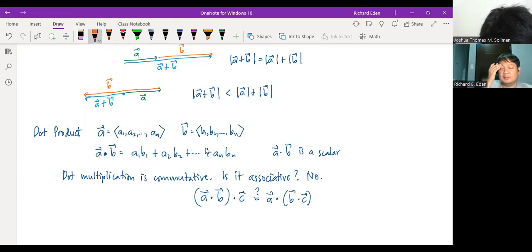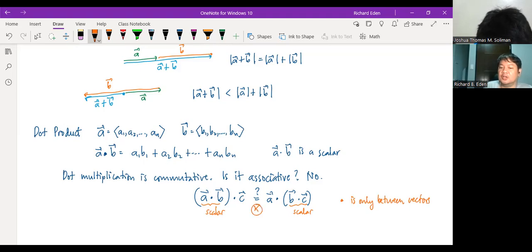Why are they not associative? Because if A and B are vectors, A dot B is a scalar, and C is a vector, they have no dot product. A, B, and C are all vectors. But if you look at A dot B, is A dot B a vector? No. So A dot B is a scalar, and there's no dot product between a scalar and a vector. The dot product is only between vectors.